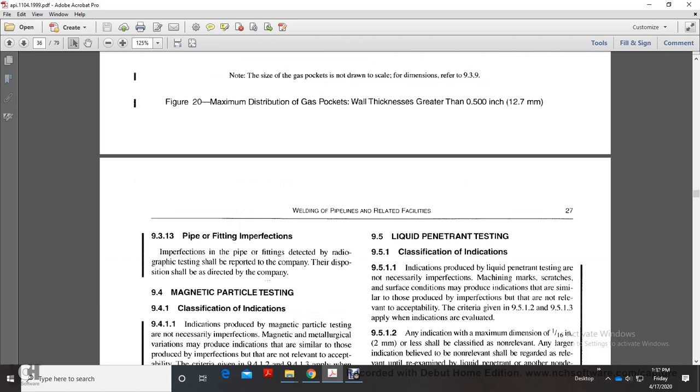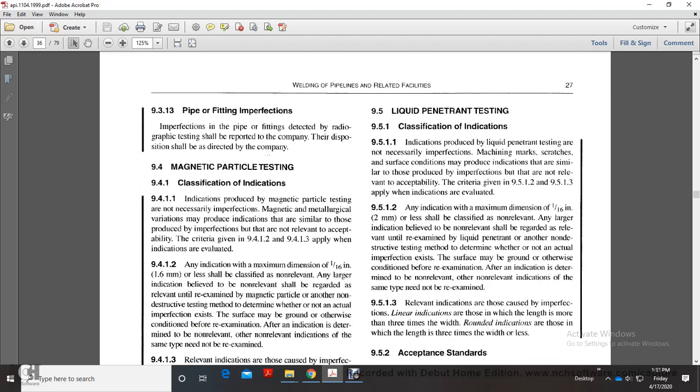Alright, 9.3.13, pipe and fitting imperfections. Imperfections in pipe fittings detected with radiographic testing shall be reported to the company with a disposition, and shall be directed by the company. 9.4, magnetic particle classification of indications.